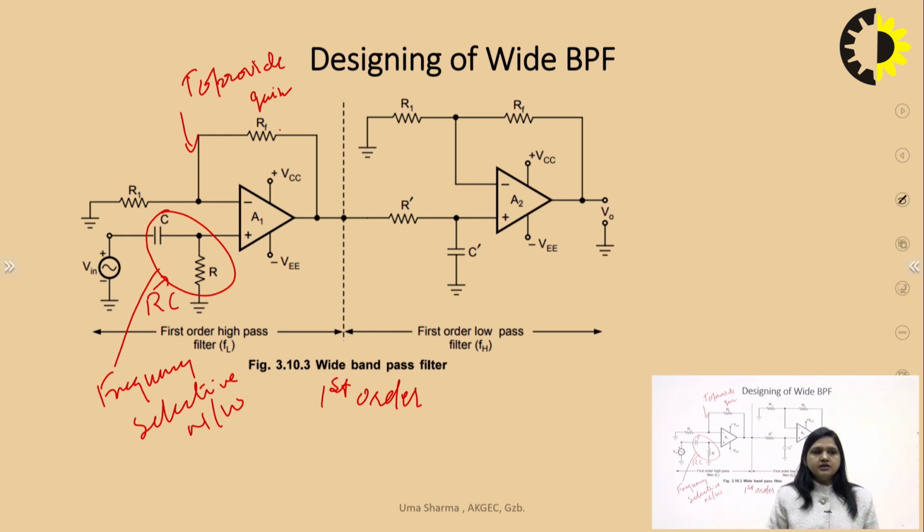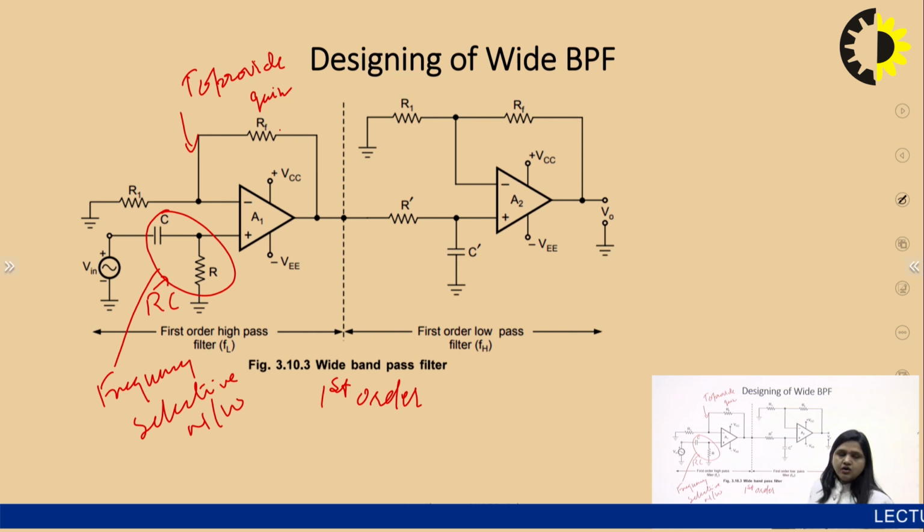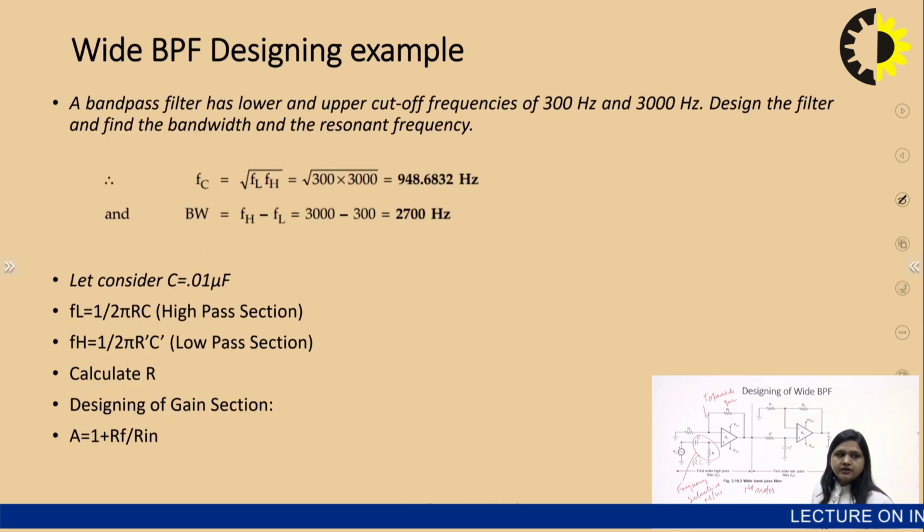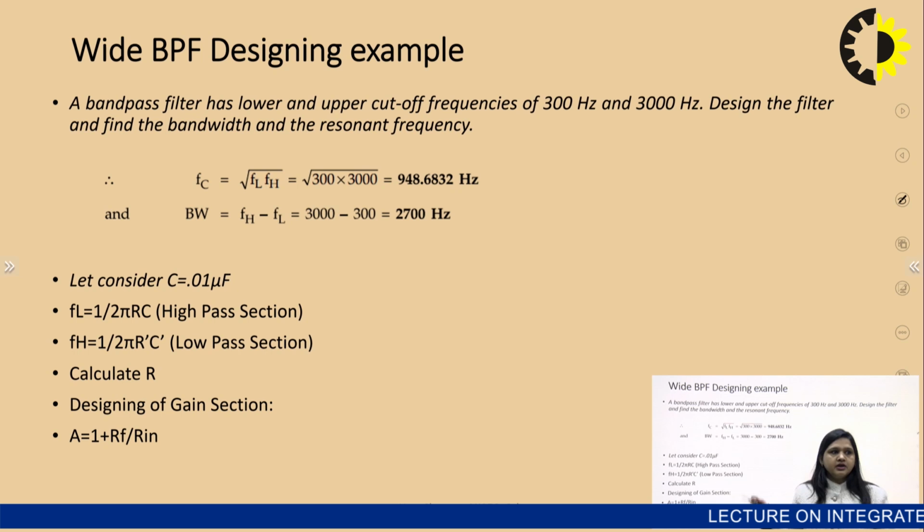Similarly, you can design a second order wide band pass filter, because in your syllabus you have to design a second order filter too. So for a second order filter, you just have to replace this high pass filter with a second order high pass filter, and this low pass filter with a second order low pass filter. And the design of low pass and high pass filters you can see from the previous lecture. So now let's see which type of examples or problems can come in the exam.